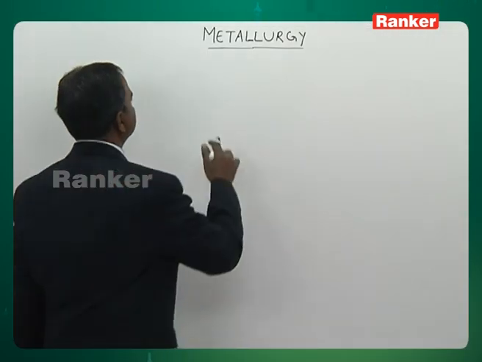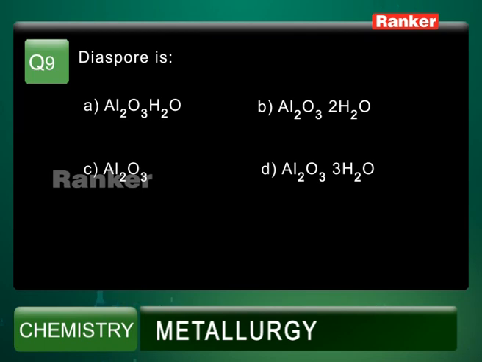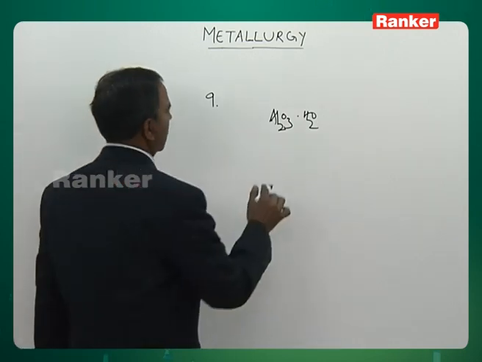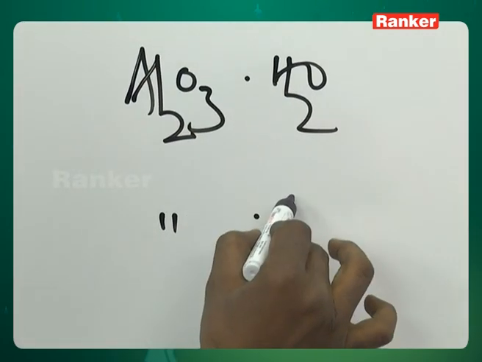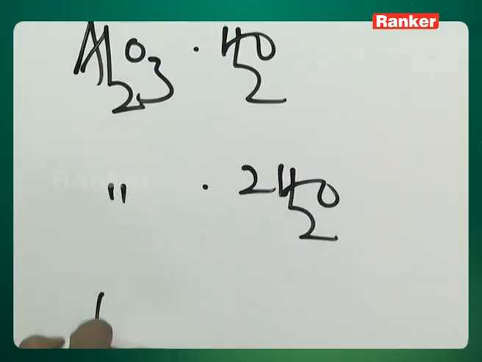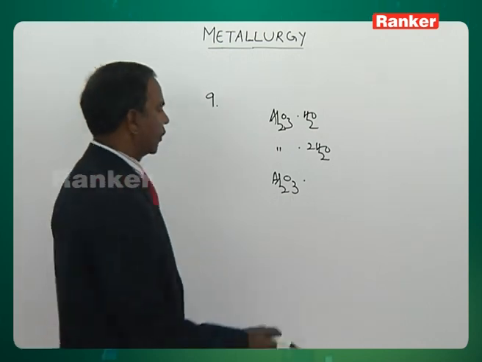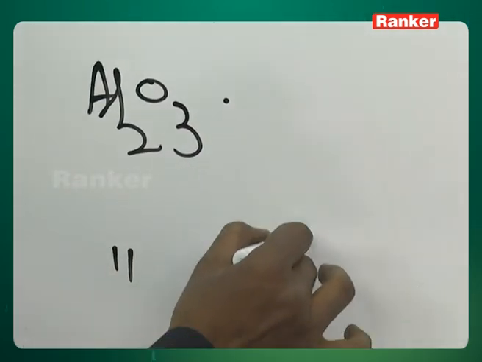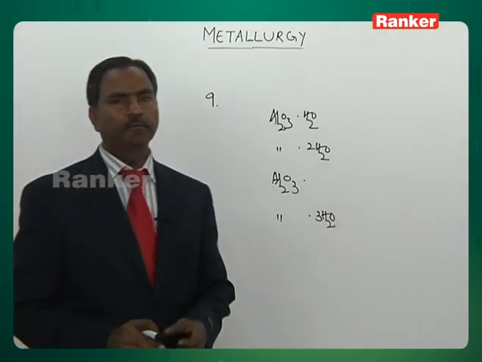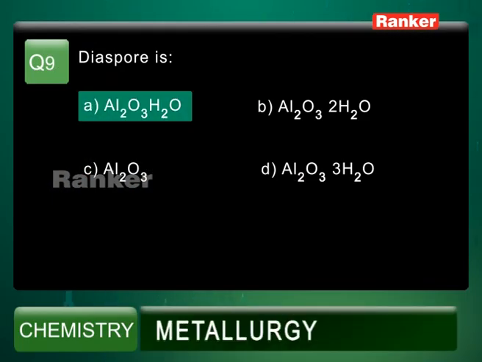Question number 9, diaspore. See, first one is given as Al2O3 with a single water molecule, next Al2O3 with 2H2O, and next Al2O3 with 3H2O. So, diaspore is actually Al2O3 carrying only one water molecule. So, question number 9, answer is A.